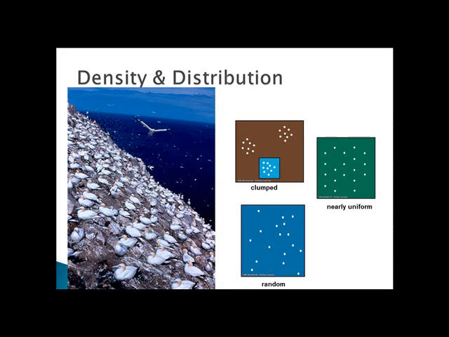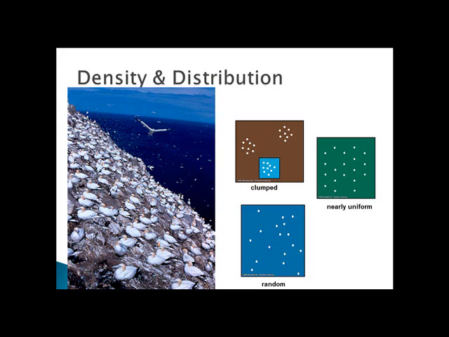Populations can be dispersed in three patterns. It's very common for members of a population to live in clumps for these reasons. Because suitable physical, chemical, and biological conditions are patchy, not uniform, because many animals form social groups, and also because many offspring are not highly mobile and are forced to live where they landed.